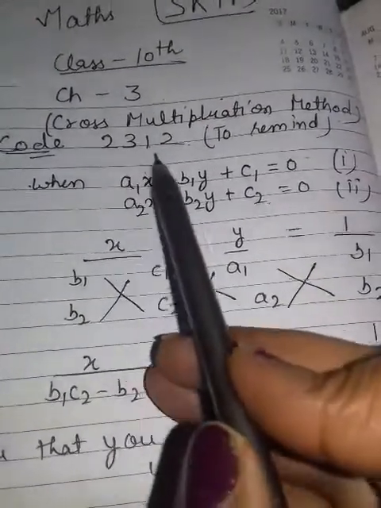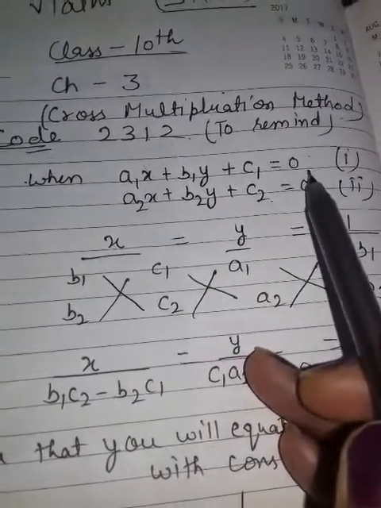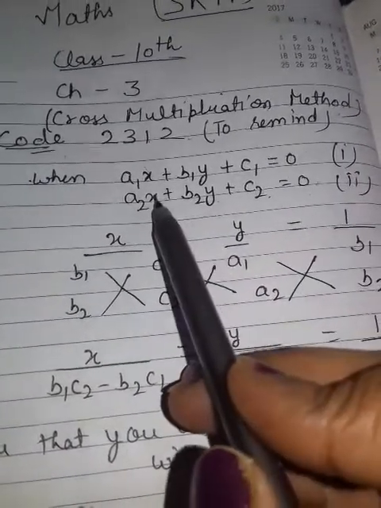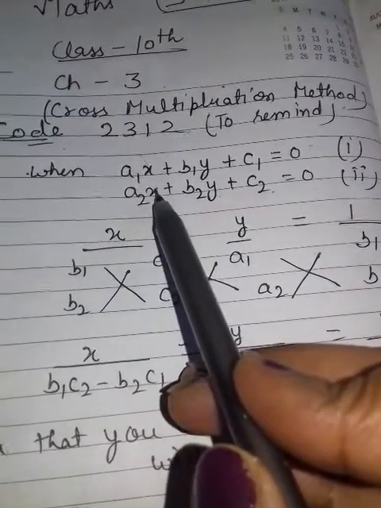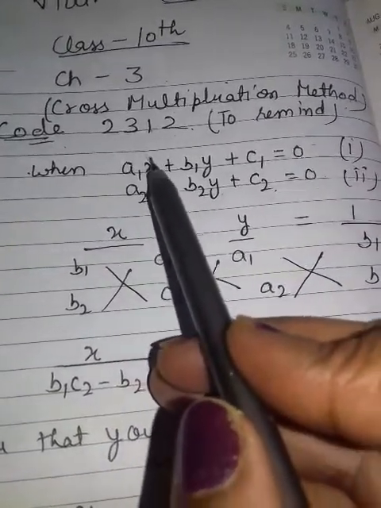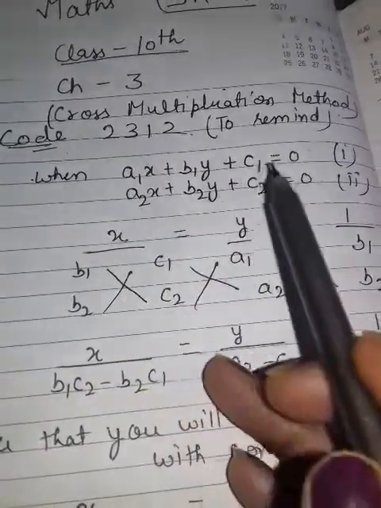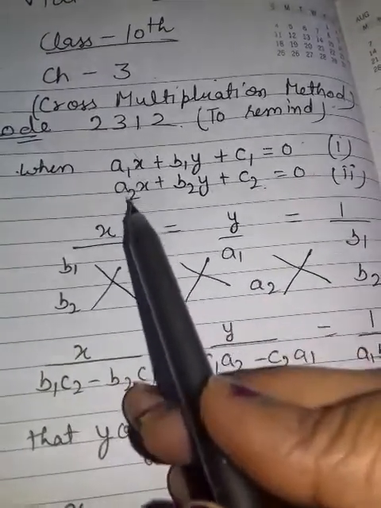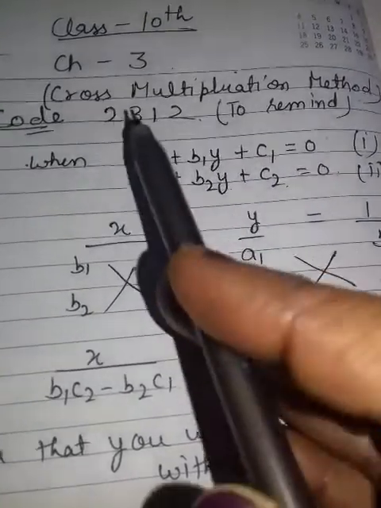Before that I am telling you one thing. Firstly, whenever your equation is not in this manner, meaning the constant term is on the other side, firstly you have to bring each and every term to the left hand side by changing its sign only. After that you will compare. The x coefficient is your a1, the y coefficient is your b1, and the constant term is your c1. I hope you are getting it.